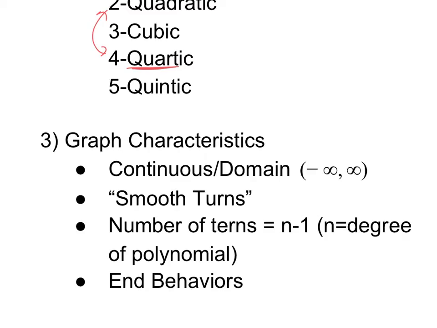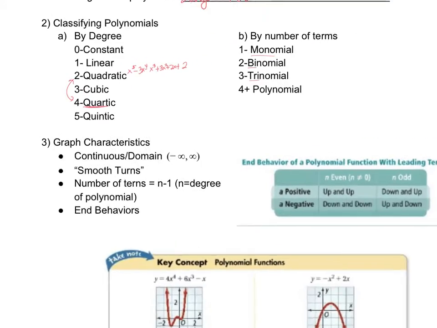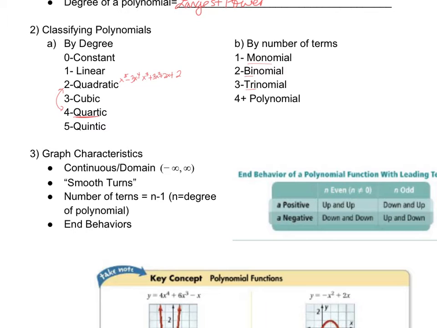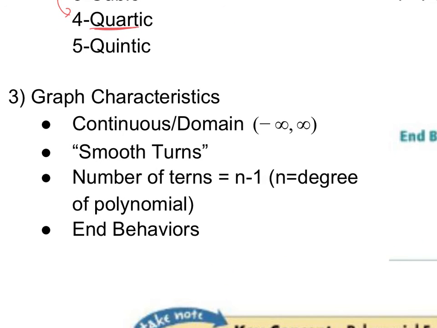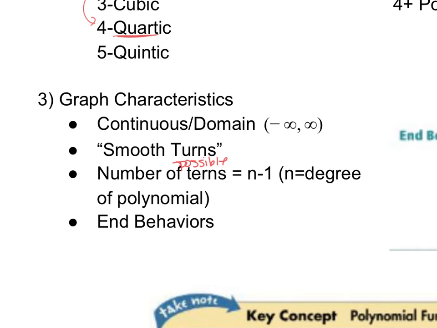No big deal. Okay, so now let's talk about characteristics of a graph. They're going to have continuous smooth domains. So that means it's going to be steady. There's going to be smooth turns. There's not going to be any asymptotes where it does something crazy. The number of terms, this isn't always the truth, but I should say the number of possible terms is n minus 1, your degree of the polynomial minus 1. And then we're also going to talk about end behaviors.